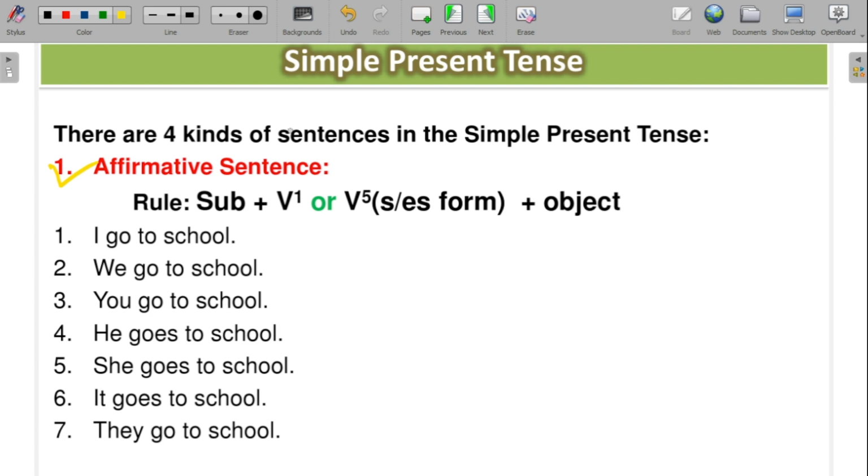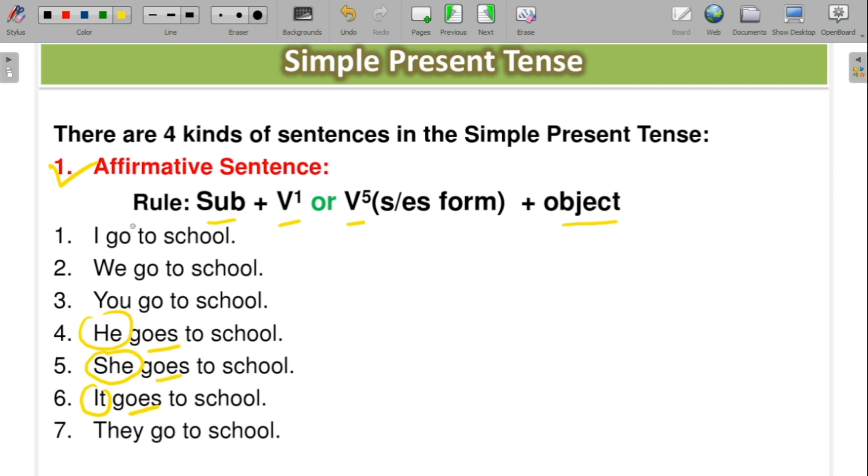Now see, the first one is the affirmative sentence. The rule goes like this: subject plus verb first or verb fifth. As I said already, verb fifth comes when the subject is third person singular. Then comes the object. The example is: I go to school, we go to school, you go to school. Now you see, he goes to school, she goes to school, it goes to school.